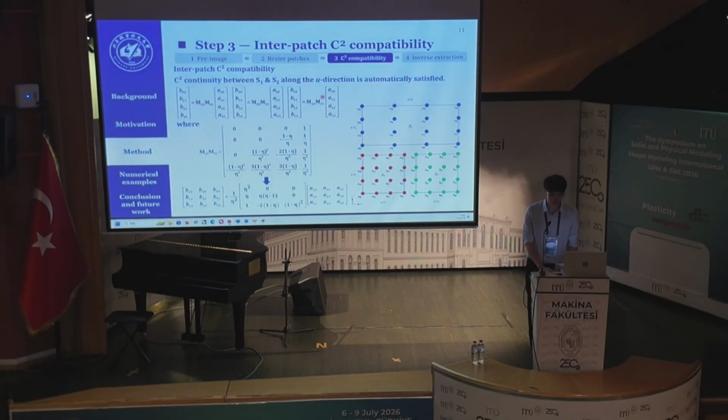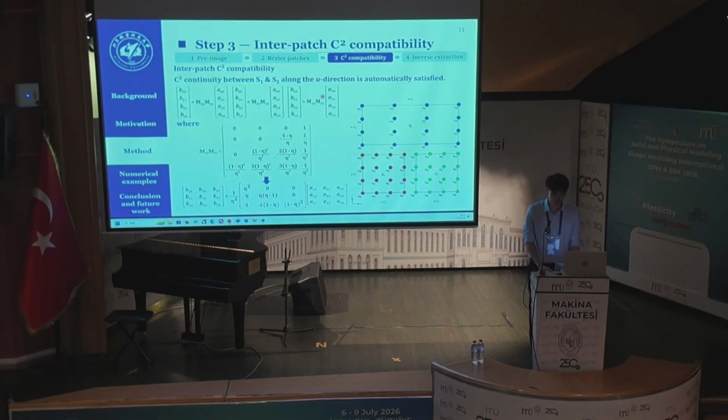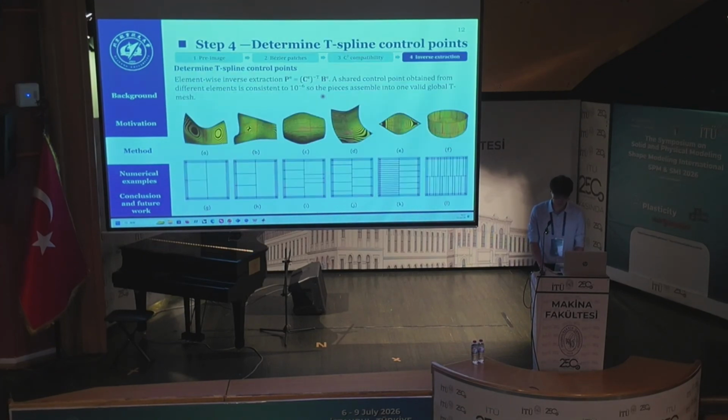Another result concerns the U direction. The two V direction conditions already fully determine all the continuity degrees of freedom, leaving no freedom in the U direction. Yet the C2 condition between S1 and S2 is still satisfied automatically. We prove this by substituting the V direction conditions into the U direction requirement, which is then satisfied identically. So it never has to be imposed separately.